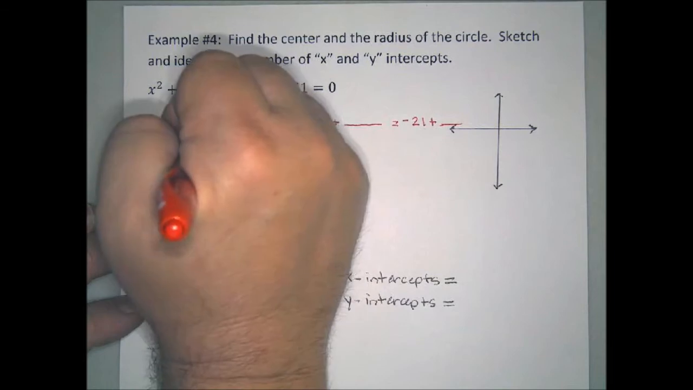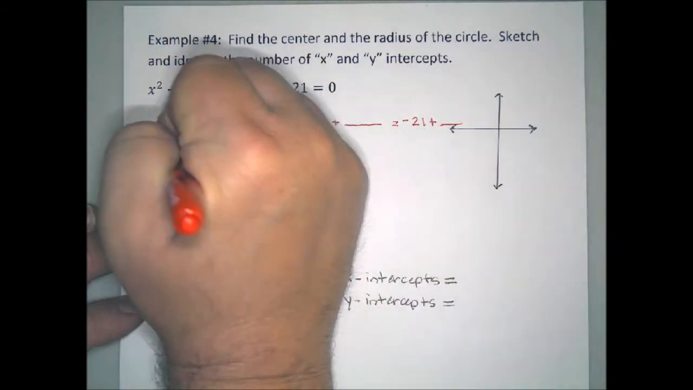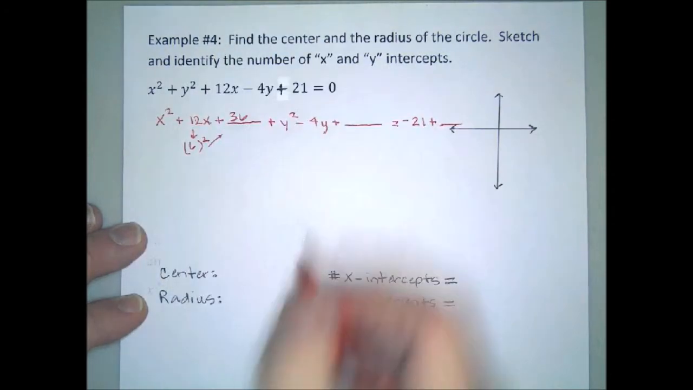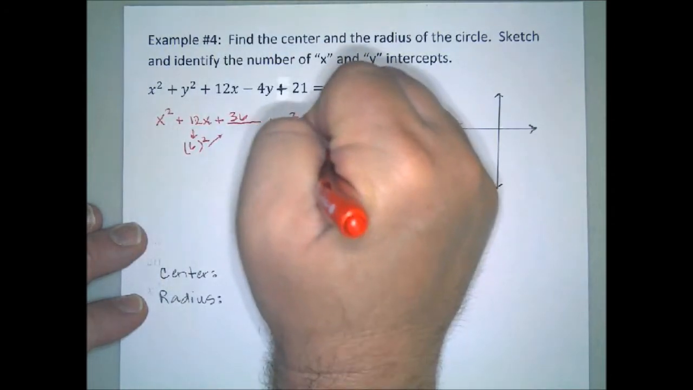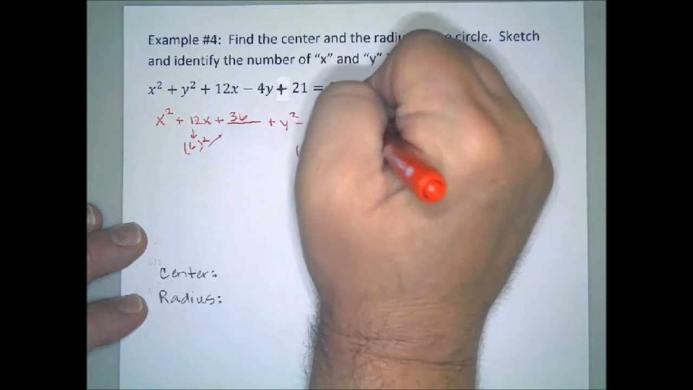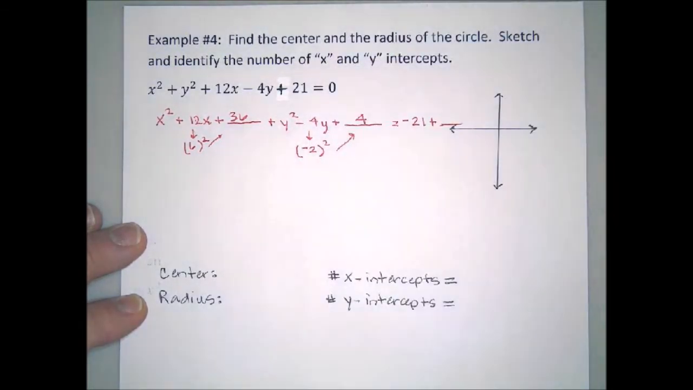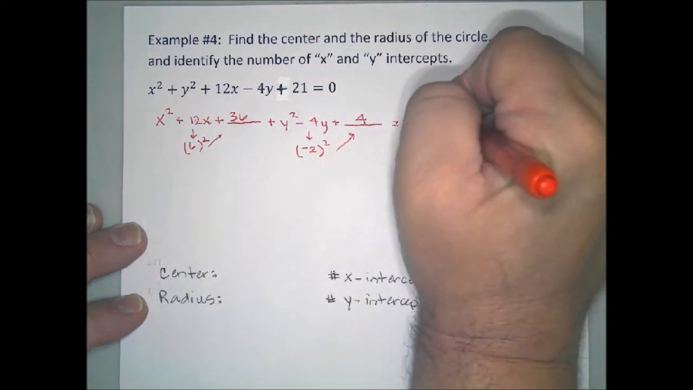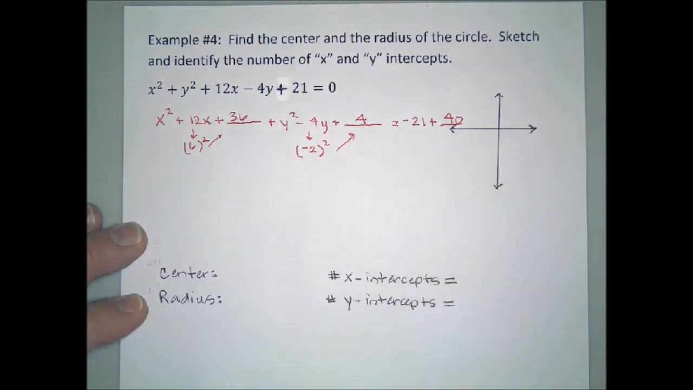So let's start completing the square. Half of 12 is 6. 6 squared is 36. Half of negative 4 is negative 2. Negative 2 squared is positive 4. So 36 and 4 on this side are the equivalent of 40 on that side.